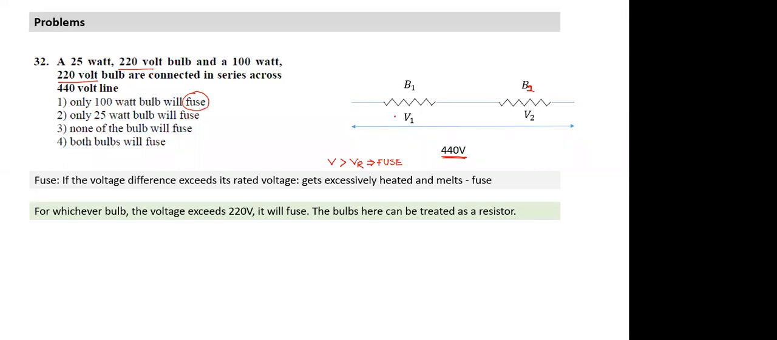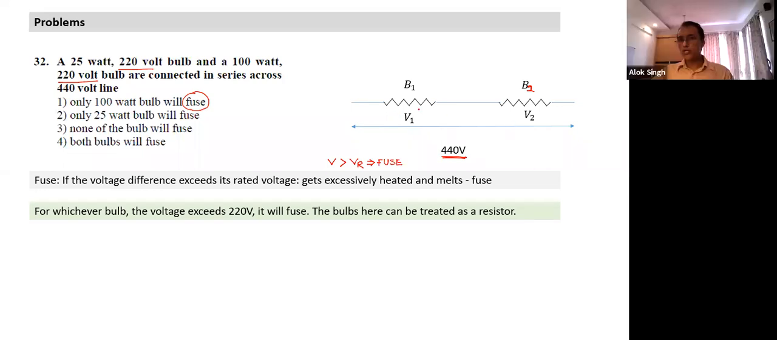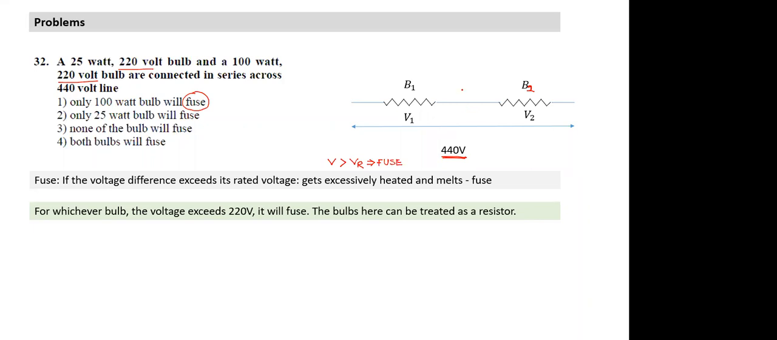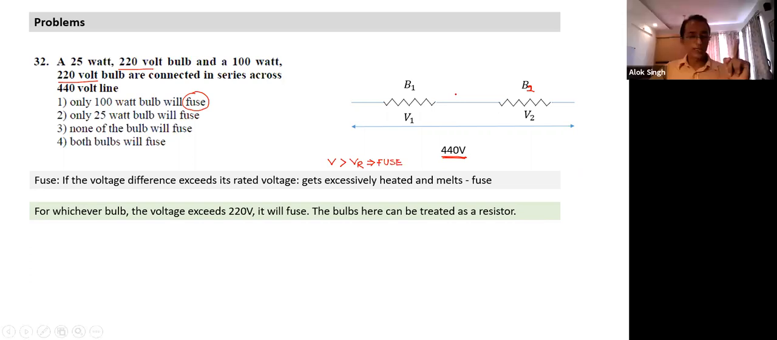440, of course. Naturally, if the two resistances are equal, both V1 and V2 would be equal to 220. Now, if the resistances are not equal, one of them will be greater than 220 and one of them will be less than 220. It means only one will fail, both cannot fail. Are you clear?